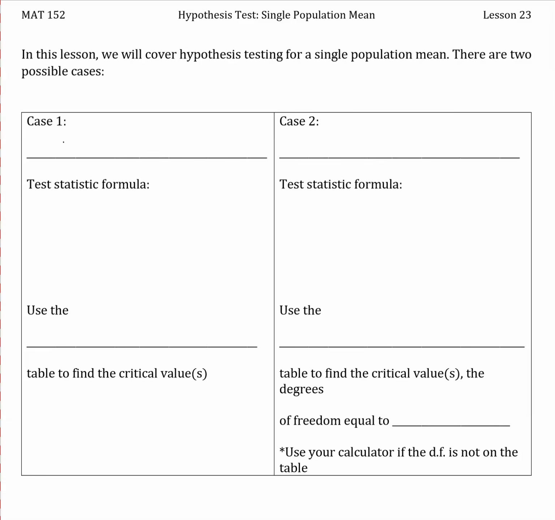Case one is when the population standard deviation, sigma, is known. If we know the value of sigma, then the test statistic formula is that z, which represents our test statistic, is equal to x bar minus mu, so that's the sample mean minus the population mean, divided by sigma divided by the square root of n.